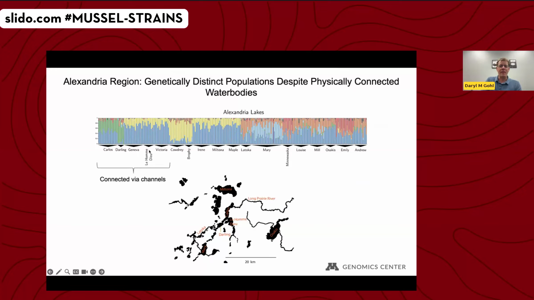For instance, Geneva and Lahamadou looked very different from Lake Carlos, despite the fact that you can boat between all of them. This could be a function of the fact that these lakes got independently infested from different source water bodies, and at the point at which these samples were collected, those mussels hadn't yet had time to interbreed. But it'll be interesting to follow up with those populations and see if they continue to remain genetically distinct or if they start to homogenize over time.